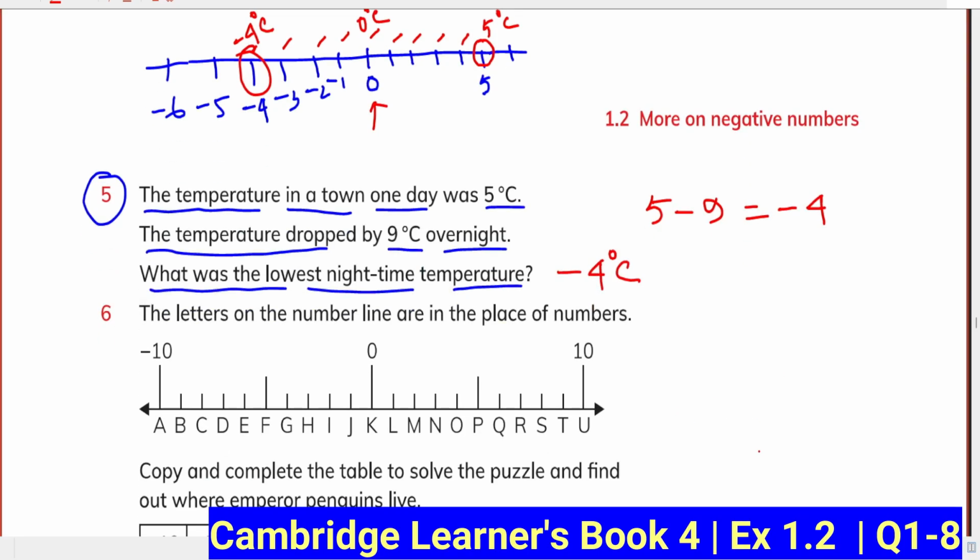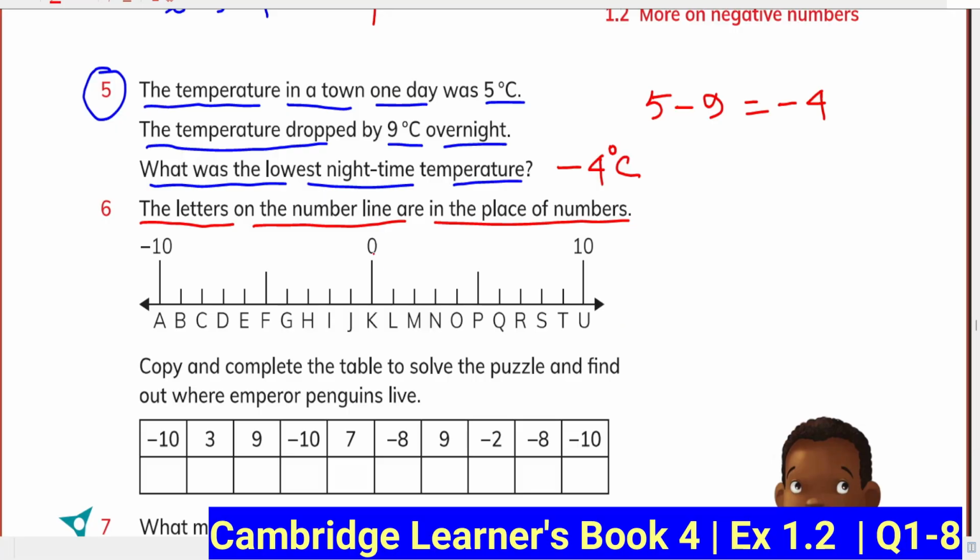Number 6. The letters on the number line are in the place of numbers. Suppose 0 is K, and L, M, N, O, P, Q, R, S, T, U go to the right side, and on the left side here will be A, B, C, D, up to Z. So K is in the middle position, and the mark is 0.